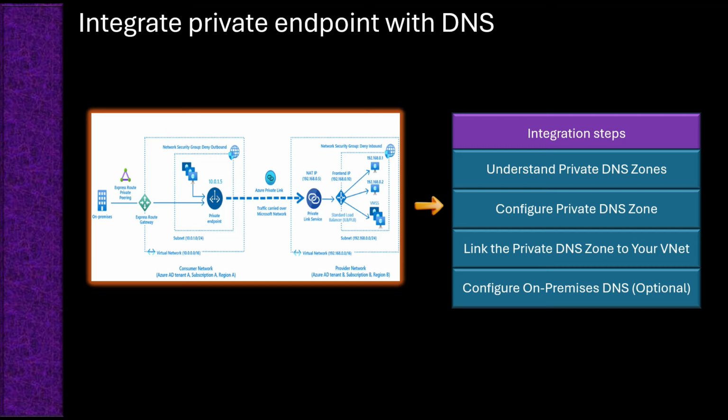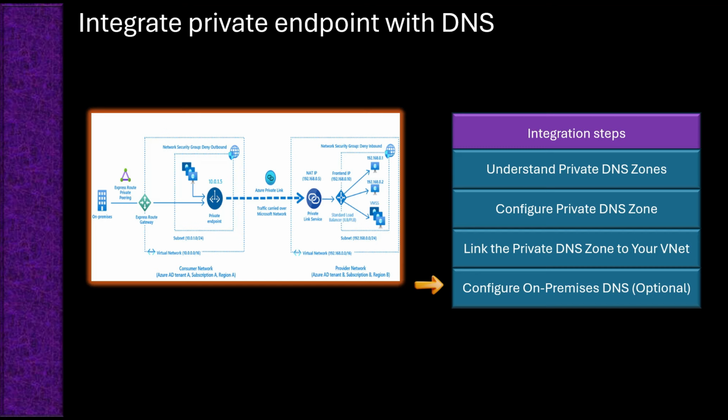To set up DNS integration for private endpoints, create a private DNS zone in Azure for the service you want to connect to privately. For example, for Azure storage, you create a DNS zone named privatelink.blob.core.windows.net and add a record in the private DNS zone that maps the resource's fully qualified domain name to the private IP address assigned to the private endpoint. To make the private DNS zone accessible from your virtual network, link the private DNS zone to your virtual network, so resources within the virtual network can resolve the FQDN of the Azure service to the private IP address.